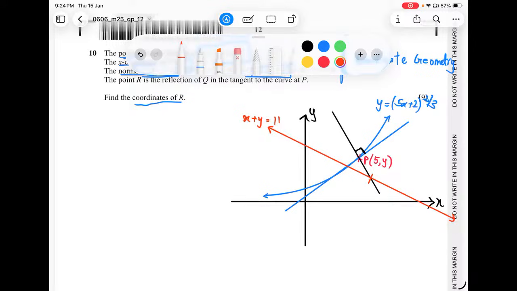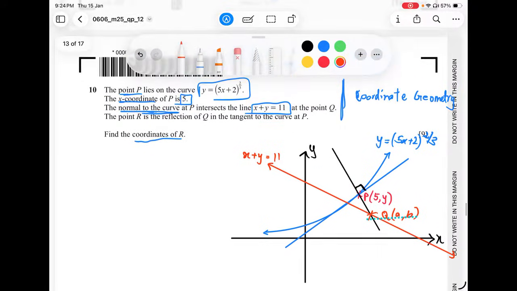Then they told us that this is your point P. So the normal is intersecting the line at point Q. So at this point Q, let's say it is (a, b). We don't know the coordinates of Q. And the point R is the reflection of Q in the tangent to the curve at P. So this is your tangent, and it's going to be the reflection.